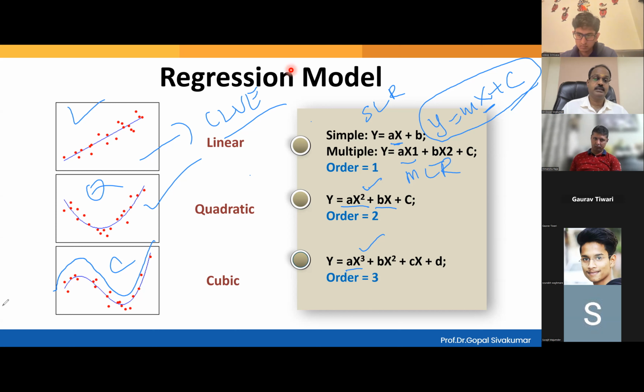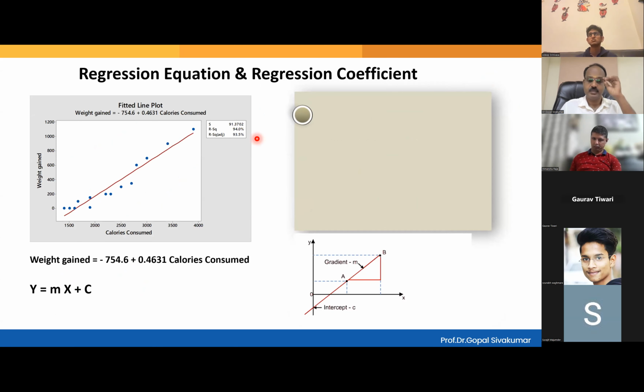So I erase this. Okay, see here, for the same problem, the calorie consumption and weight gain, look at the regression equation. Regression equation is developed: Y equal to mx plus c. In the place of m, what we have is 0.4631. C is minus 754.